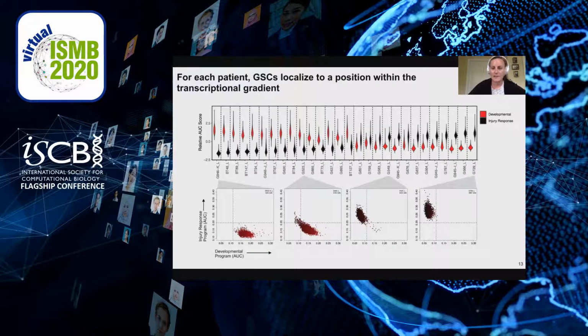So then we want to ask, when you look within each GSC culture, do you see cells from both ends of this spectrum, or is it mostly just one or the other?